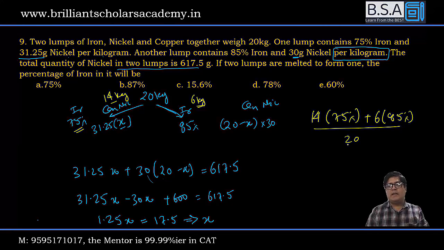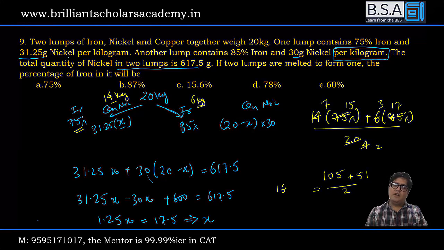So I notice it is a multiple of 5. 5 into 4, 5 into 15, 5 into 17. Can I still cancel something? It is 2 into 3. It is 2 into 7 upon 2. So 7 into 15, 105. 3 into 17, 51 upon 2. That is 156 upon 2. 156 upon 2 is 78. That was your answer.